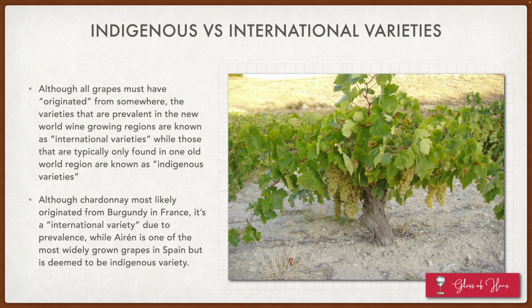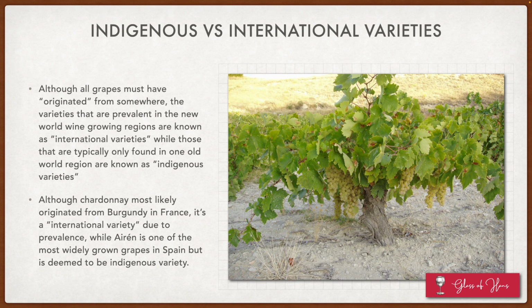And then we come to the question of indigenous versus international varieties. Although all grapes must originate from somewhere, why are some considered indigenous and some international? The varieties that are prevalent in the New World growing regions are often known as international varieties, while those only found in the Old World are known as indigenous varieties. For example, Italy has thousands of indigenous varieties, and it really just means that they're only found in Italy and not internationally propagated. Even though, for example, Sangiovese is an international variety because it's been cultivated everywhere in the world, even though it was originally from Italy.